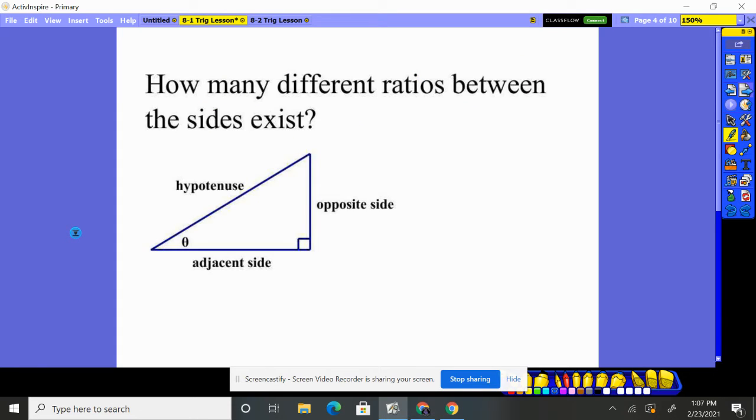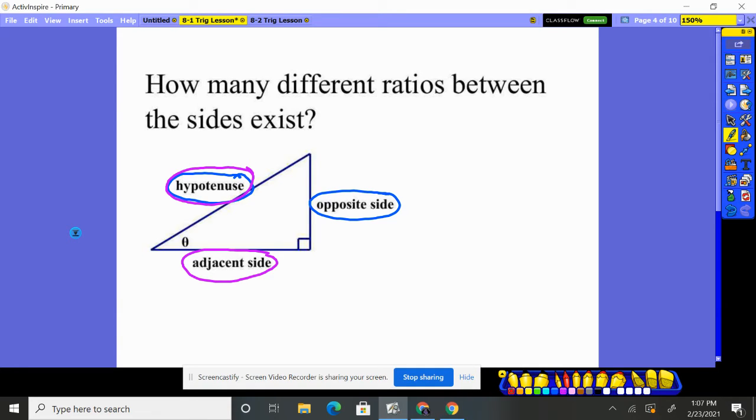Now, that was one special relationship, a ratio between the opposite side and the hypotenuse when it was 30 degrees. But let's say we have all these sides. We need to look at how many different ratios exist. Well, we just saw the opposite and hypotenuse relationship. What else could exist? Well, you could have the adjacent side related to the hypotenuse. Is there anybody else? I see one more. You could have a relationship between the opposite and the adjacent. I see 3 relationships that could exist, 3 different ratios.